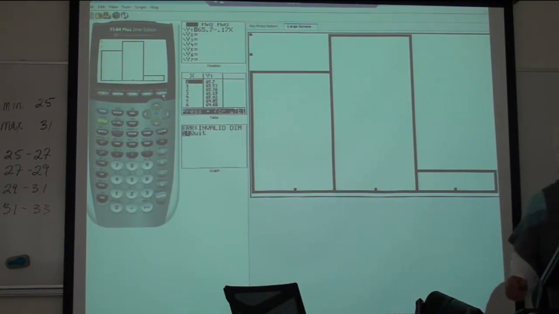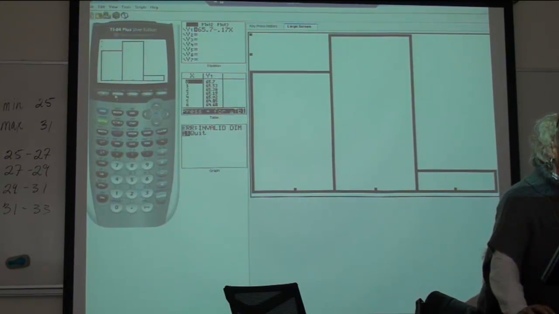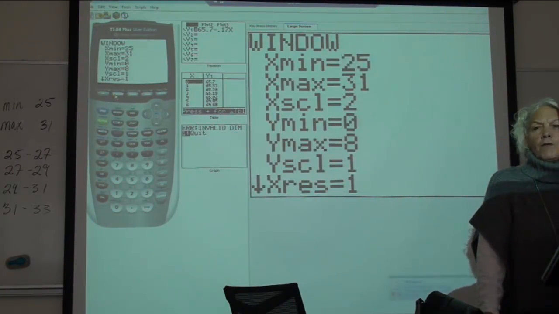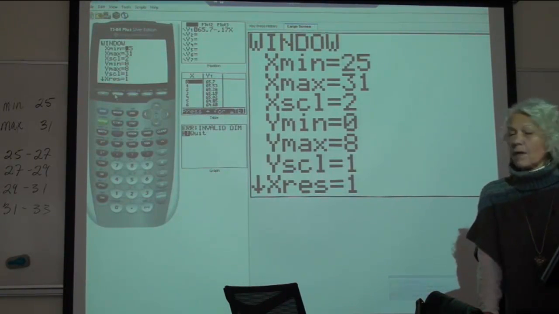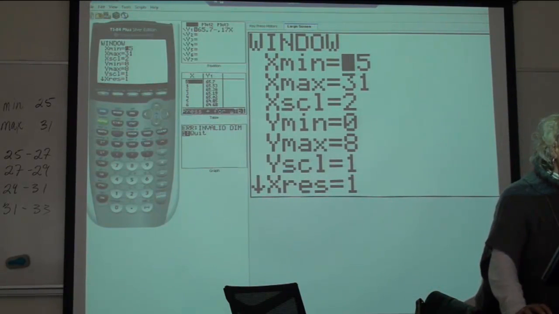Did I not put 33 in there? Wait. See what's wrong with this? I stopped at 31 instead of 33.